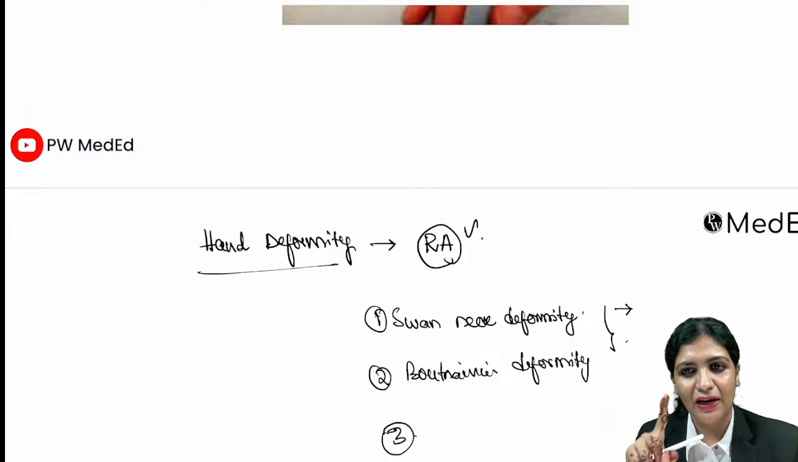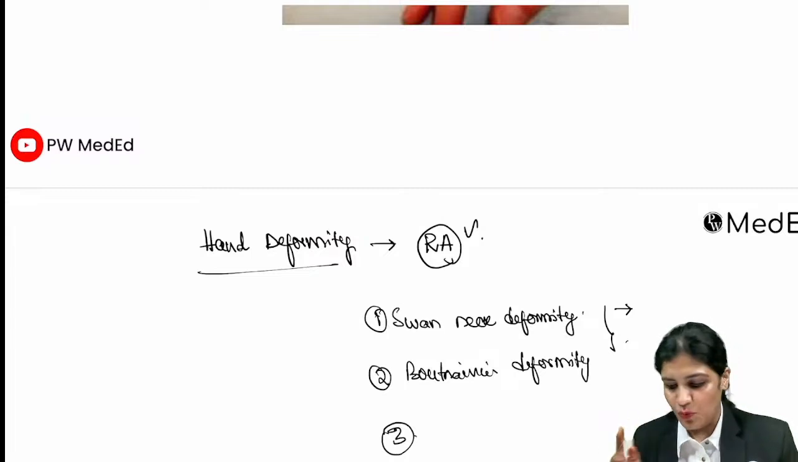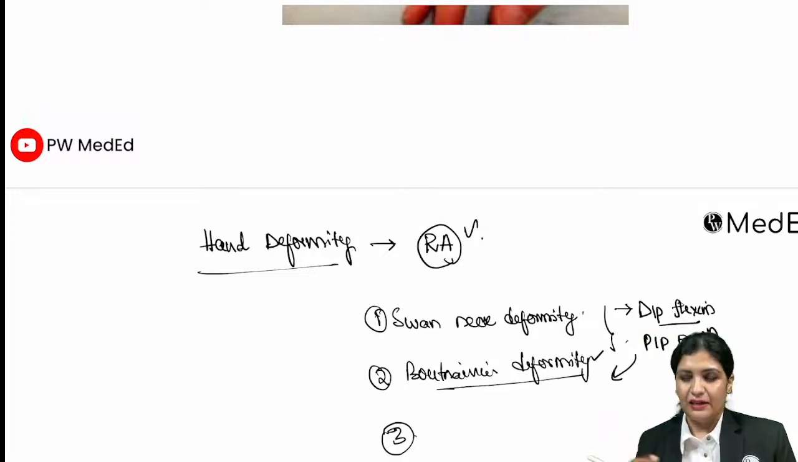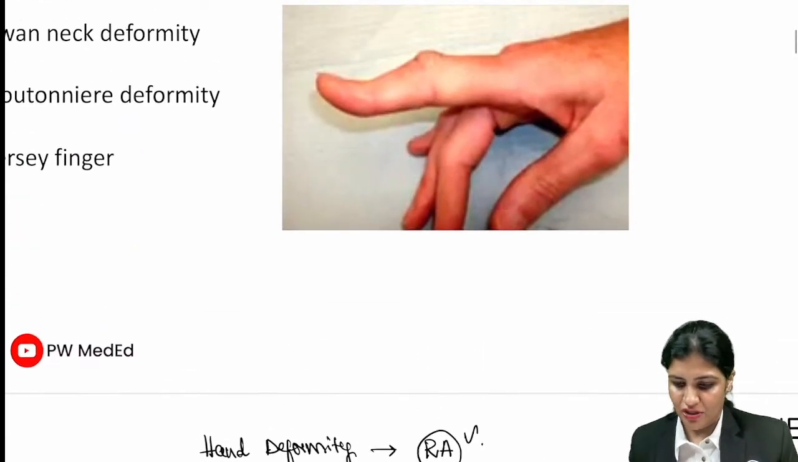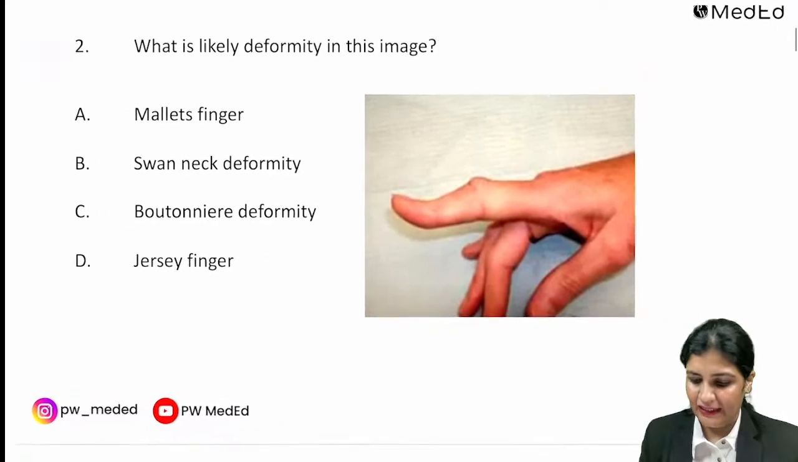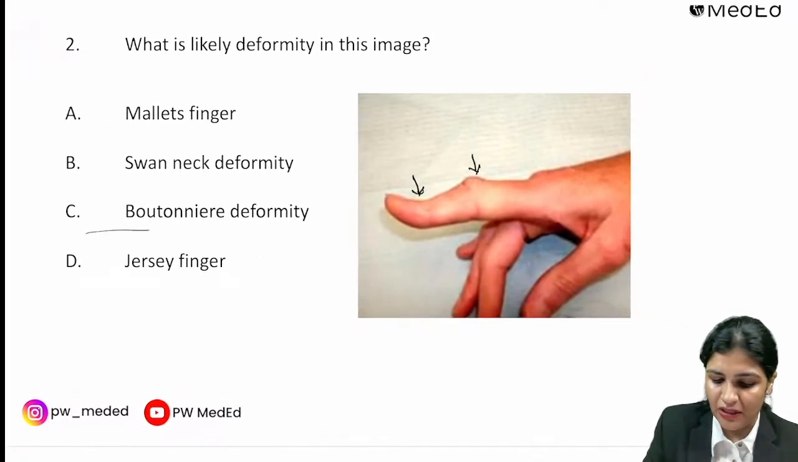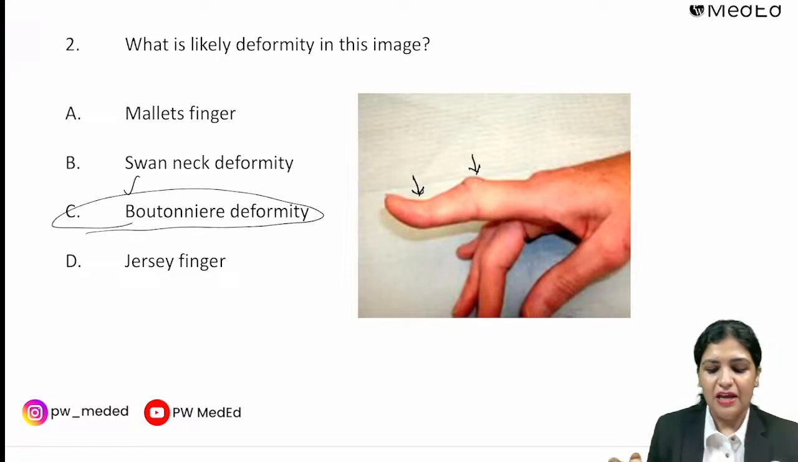So what is the swan neck? Whenever somebody says it is swan neck, there is a DIP flexion, right? So DIP flexion, PIP extension is your swan neck. Exactly opposite will be your Bottinier's, where there is a DIP extension and PIP flexion. So if in this image you can see, this is exactly the extension of the DIP and flexion of the PIP. So the answer would be your Bottinier's deformity.